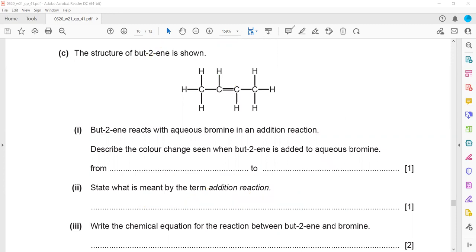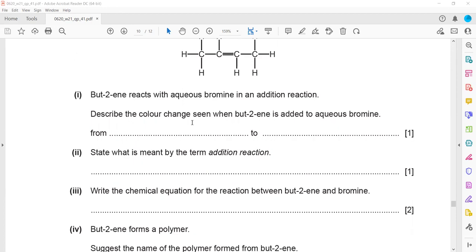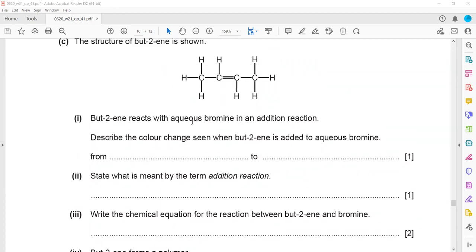Then write a chemical equation for the reaction between butene and bromine. So how to write a chemical equation? What is the formula of butene? But means 4 carbon, so I can write C4 and H8, as the number of hydrogens will always be twice the number of carbons. So butene, C4H8, plus bromine. What is bromine? Bromine is a non-metal, and non-metals exist as molecules, so it will be Br2.